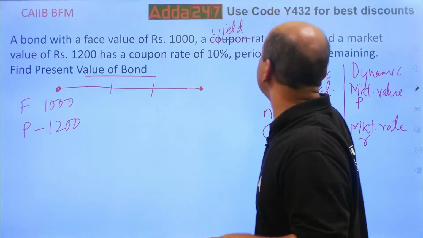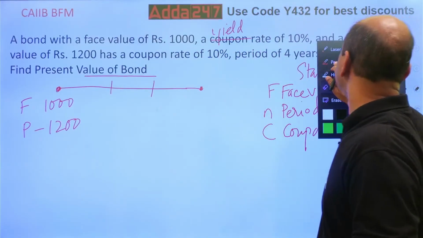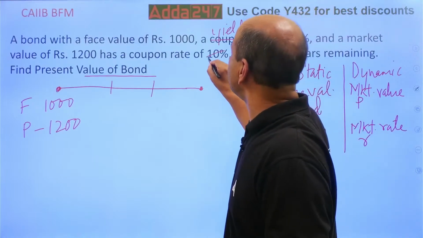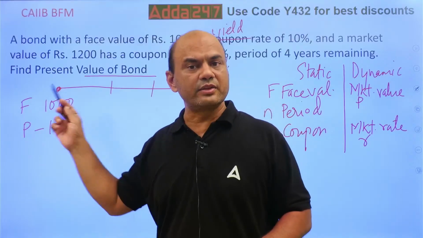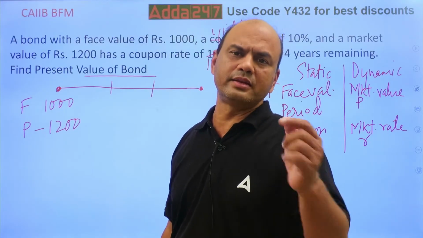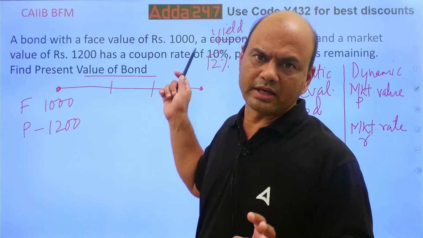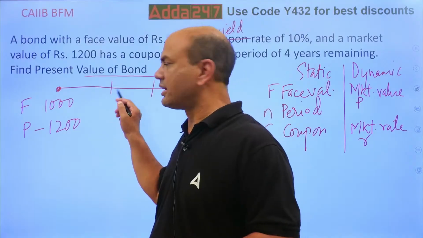So yield will keep it as 10% and coupon will make it as 12%. Because that is the basic rule of any bond. If your present value is higher than the face value, definitely your coupon should be higher than this IRR we call it, or yield we call it.